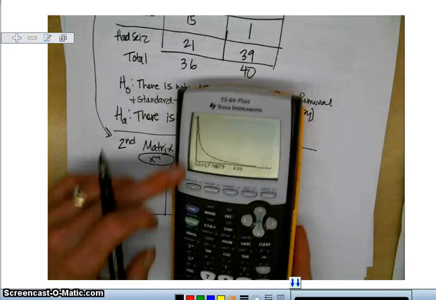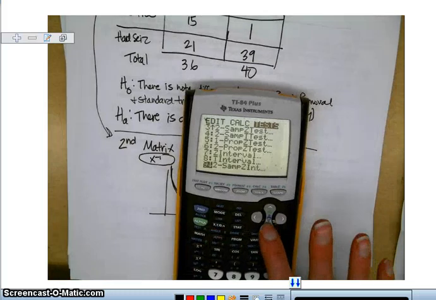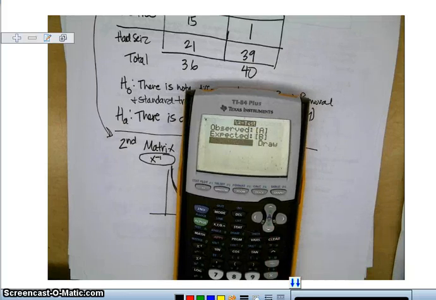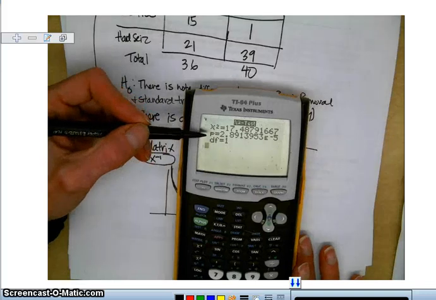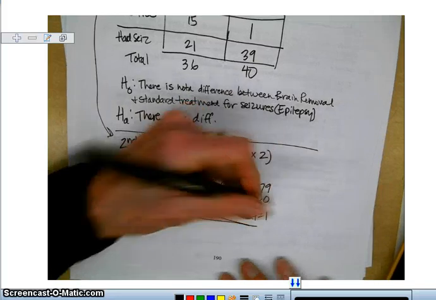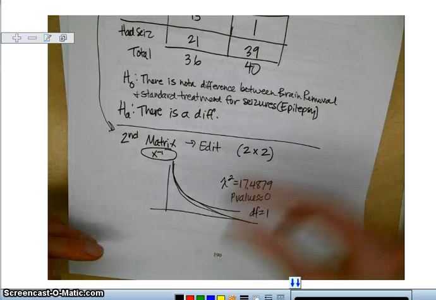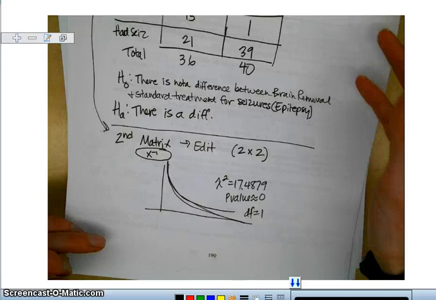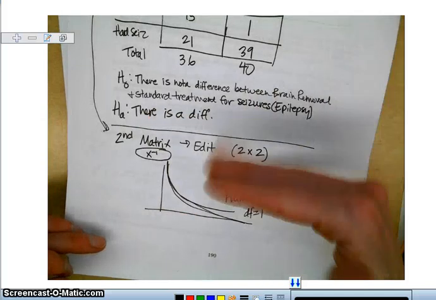Okay, so this being your chi-square distribution, we'll find our degrees of freedom here in a minute. If instead of doing the draw, I just did stat test and the chi-square test and calculated it, it gives me the chi-square, the p-value, and the degrees of freedom is 1. So it gives me all that. Now here's the mechanics that you would have to write down for step 3. The process you would go through, first you'd write down, at first glance it appears that there is a difference between the brain removal and standard treatment for the treatment of seizures.